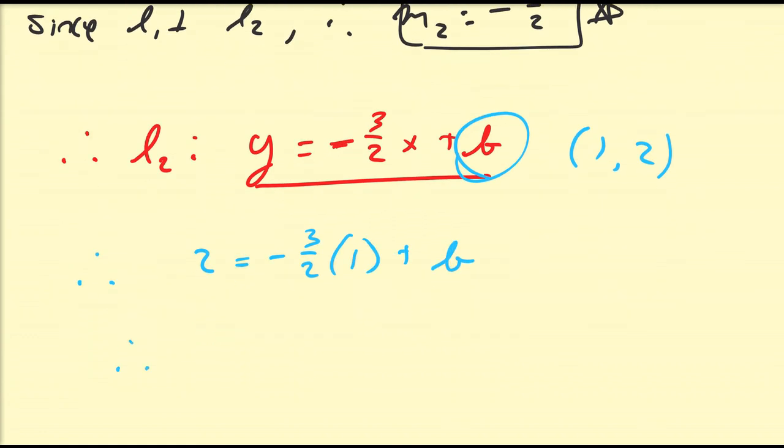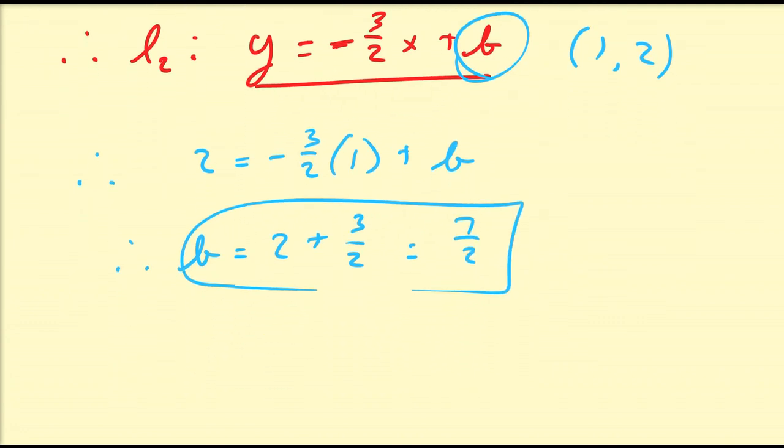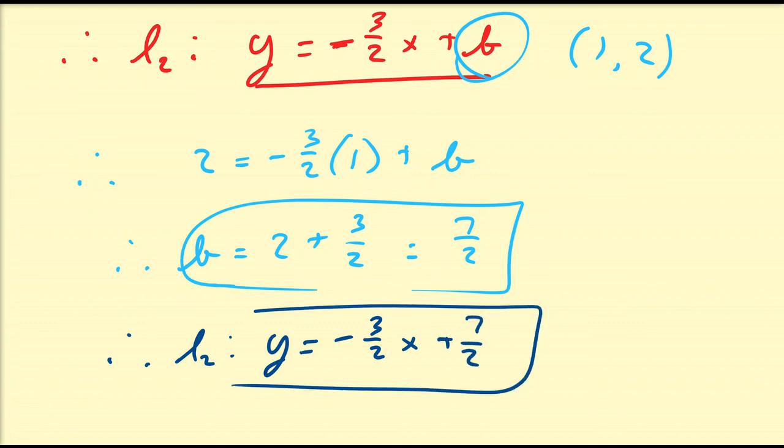So I'm going to add 3/2 to both sides. So b is going to be equal to 2 plus 3/2, which is the same as 2 times 2 is 4 plus 3 is 7 over 2. So if that is the case, then that means line 2, that satisfies our given condition, perpendicular to 2x minus 3y equals -5, passes through (1, 2), is given by the equation y is equal to -3/2 x plus 7/2.